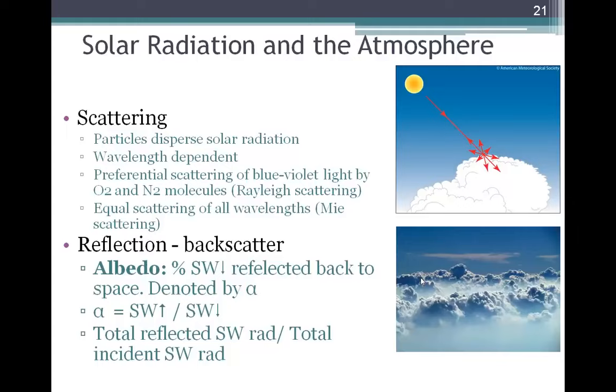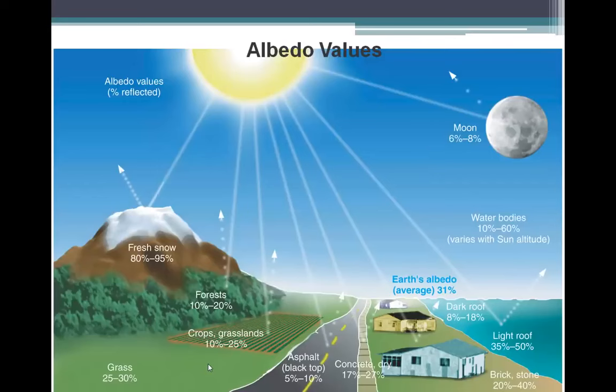Some solar radiation that's scattered is backscattered, which is another word for reflected back to space. This concept is embodied by the word albedo, and albedo is the percent of incoming shortwave radiation that's reflected back to space. It's denoted by the Greek letter alpha, and its formula can be read as this. It's the amount of outgoing shortwave radiation divided by the amount of incoming shortwave radiation, and it's given as a percentage. Albedo is roughly correlated with the color of an object.